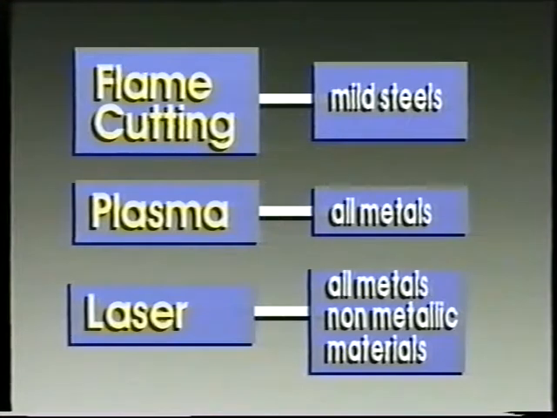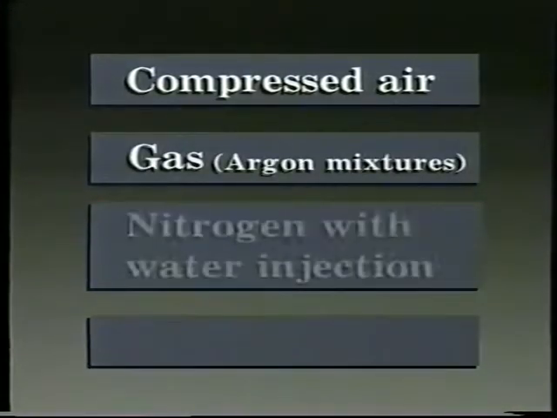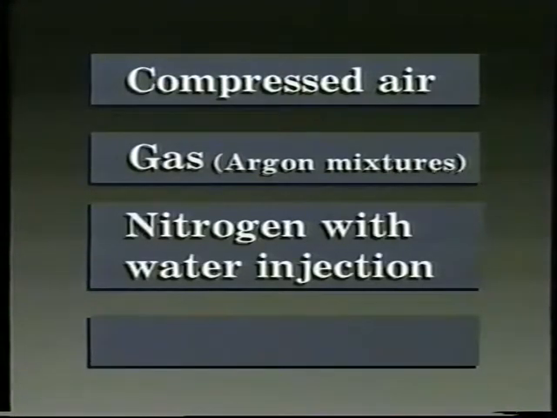Common to all three methods is that they all use gas. Several different kinds of gas can be used for plasma cutting. The various plasma methods are named according to the type of gas which is used. The most common plasma types are compressed air, gas, nitrogen with water injection, and oxygen.